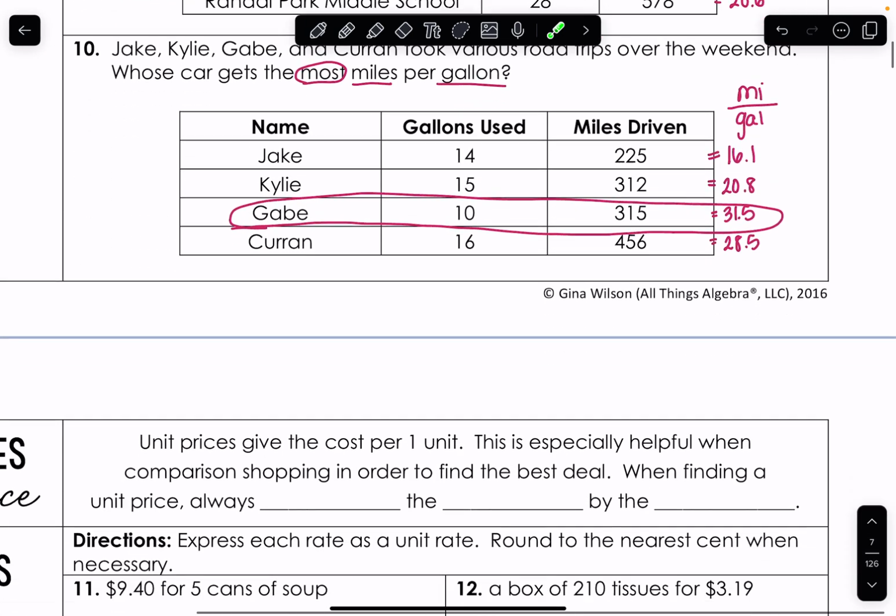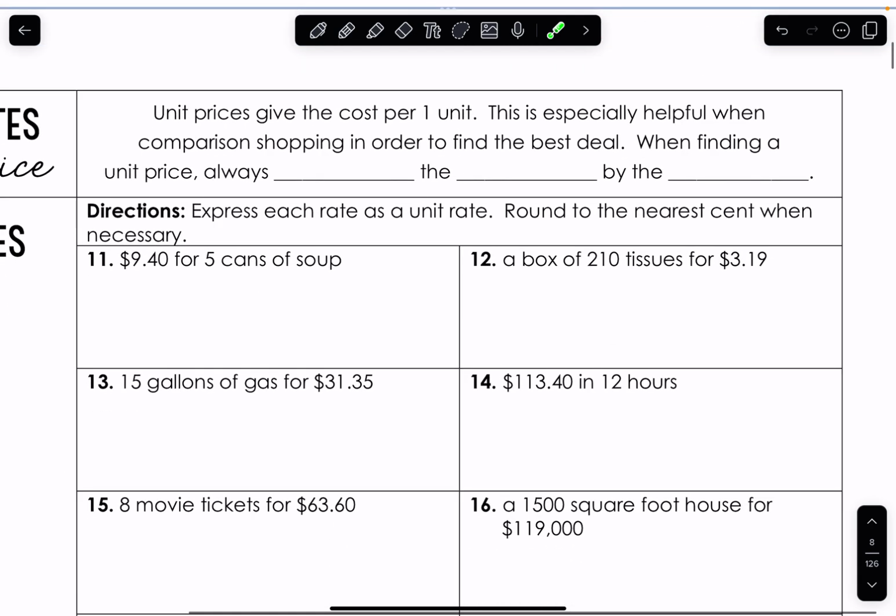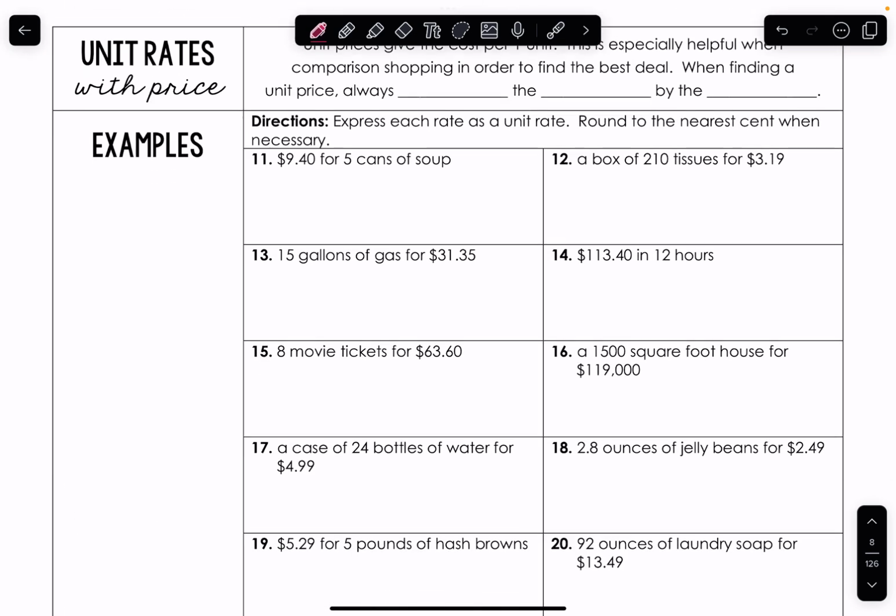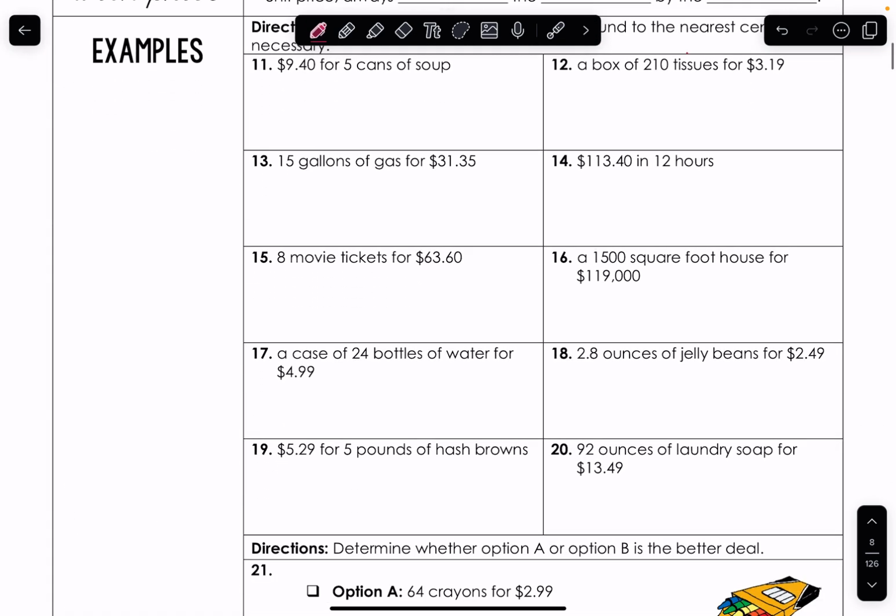Okay, so let's go ahead and move to the last page. We are going to cross out 12 through 20. I don't think we need that many examples. These are pretty easy, especially on the back side.